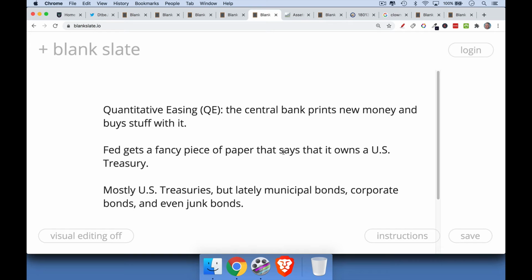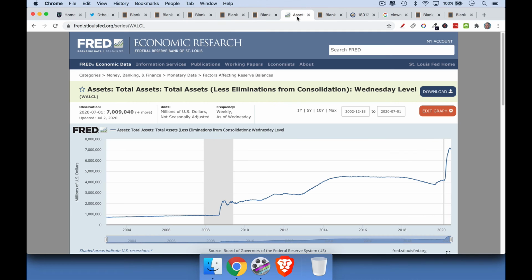high yield bonds. And so what does the Fed get in return? It gets a fancy piece of paper, a digital piece of paper, we should say, a digital certificate that says that it owns a U.S. Treasury or it owns a bond. I always refer to this as the Fed's balance sheet. They've grown their assets since 2008, since really before the great financial crisis of 2008 to 2009. Their balance sheet was about 900 million, so under 1 trillion, and it has since grown to over 7 trillion in just 12 short years.